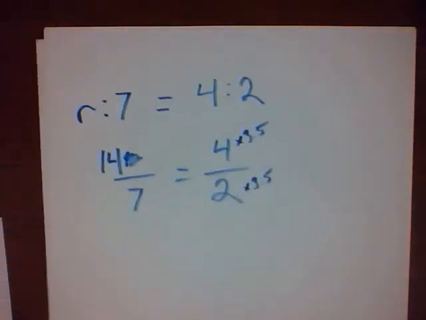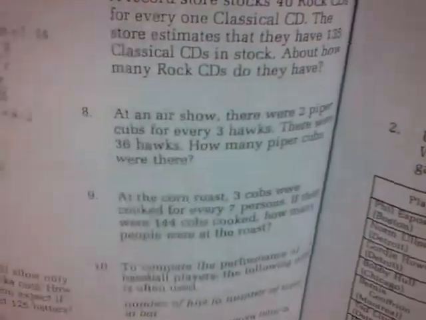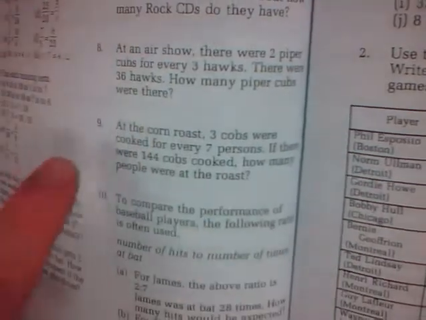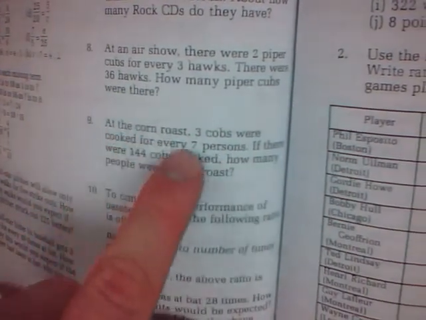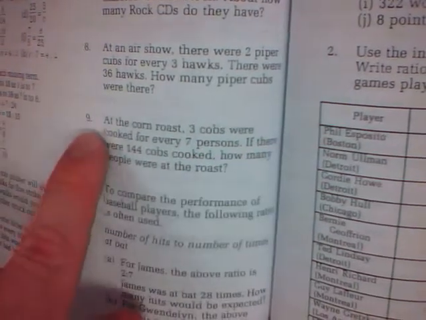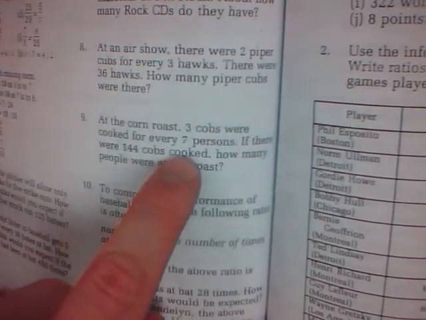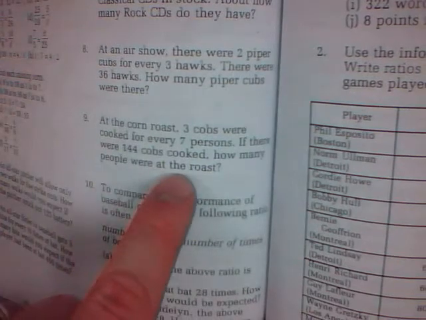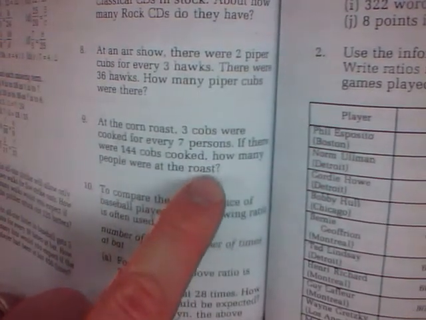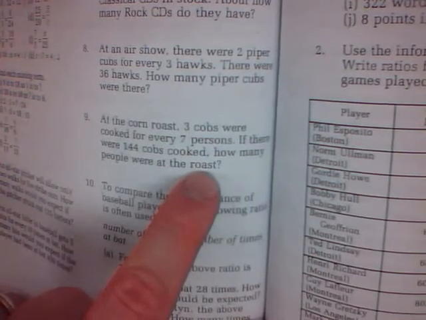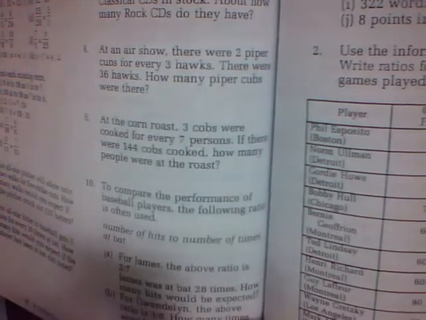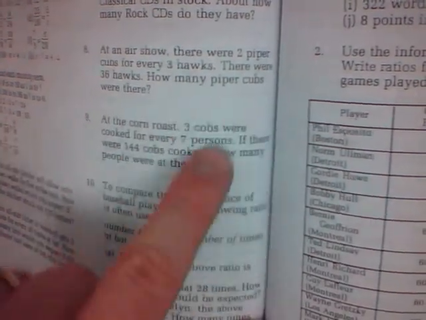Now let me show you another example. I'm going to use one of the word problems from the assignment book that we work with in our classroom. I'm going to use number 9. At the corn roast, 3 cobs were cooked for every 7 persons. If there were 144 cobs cooked, how many people were at the roast? Of course, there's an assumption here. They're assuming that every single person was guaranteed to actually eat 3, but let's ignore that part and focus on the ratio.